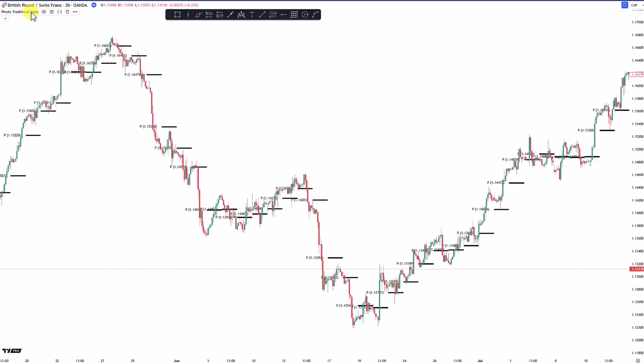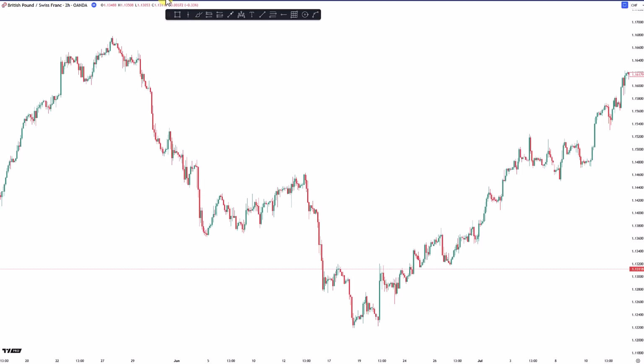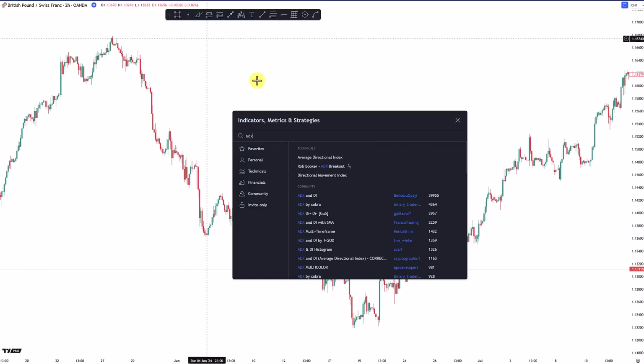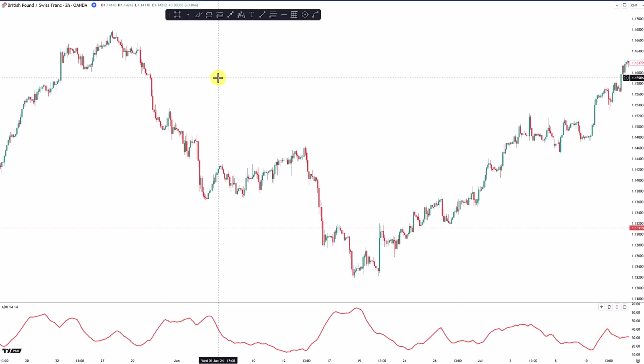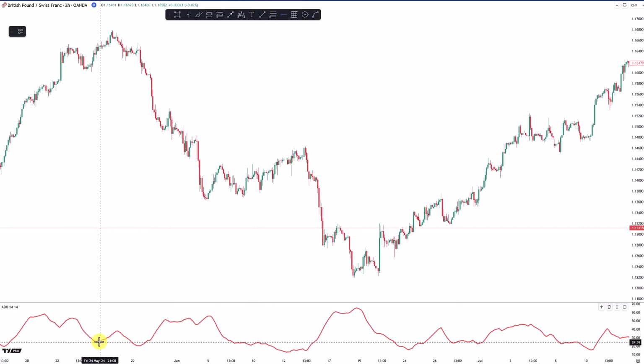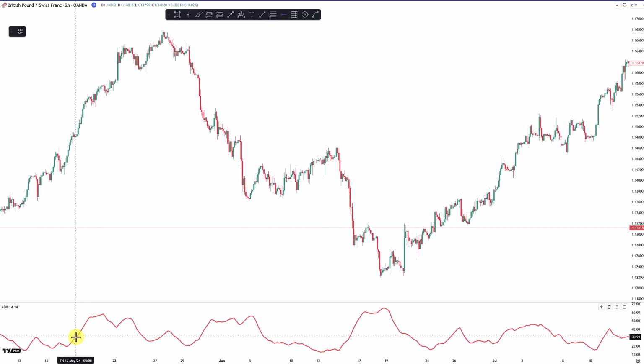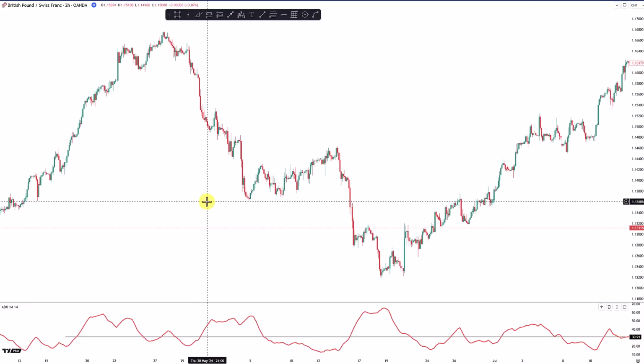When we look at indicators, we can also look at the ADX. So just type in ADX and it's called average directional index. And this is how it looks on your charts. For the ADX, there are trend filter lines. So typically what you'll see is that traders have a line of around 30. So the ADX below 30 indicates a ranging market, and an ADX above 30 indicates a trending market.